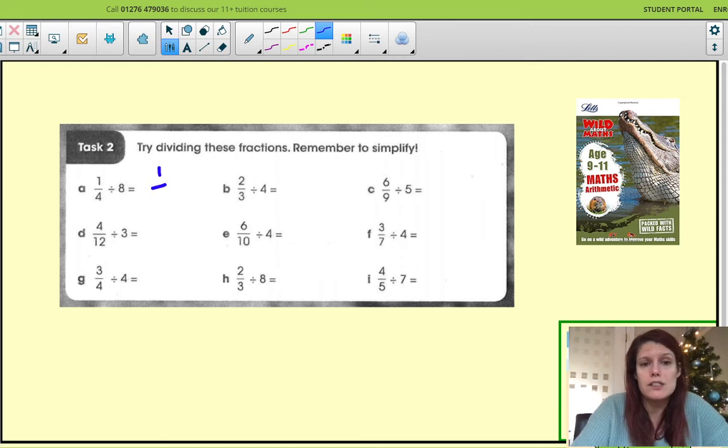And sometimes you get the answer straight away. You don't need to simplify. We can't simplify anymore in this case because the numerator was 1. So 1/32. Then we have 2/3 divided by 4. That's 2/3 times 4. That's 2/12. That can then be simplified, of course, to 1/6. I'm just going to put the little equal sign there to show you that's an equivalent fraction.